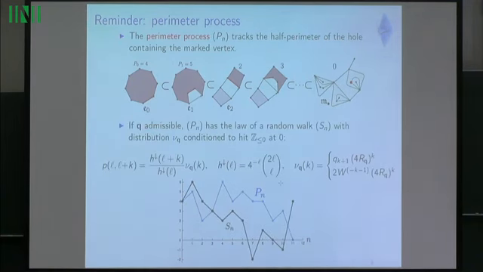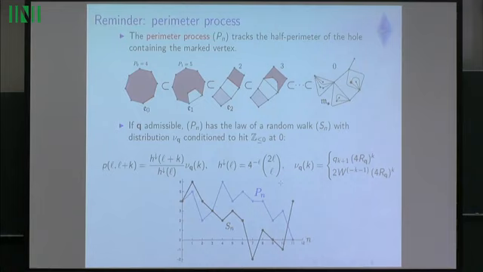Okay, so let me return to the reminder of Gregory's lecture. So we're looking at this perimeter process of the size of the hole containing the marked vertex. And he described that one can actually study this Markov process quite easily by realizing that it has the law of a random walk, Sn, on the integers, with a particular law that depends explicitly on my weights Q. So to go from this random walk to the perimeter process, the only thing one has to do is to take the random walk and condition it to hit the negative half axis at 0.